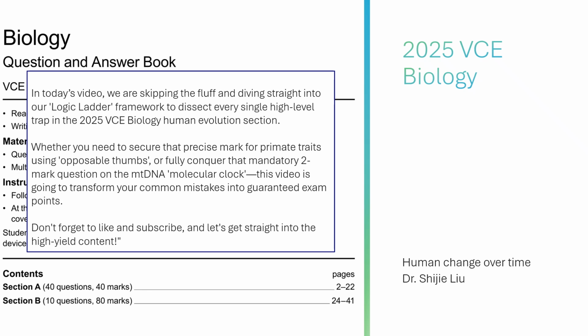In today's video, we are skipping the fluff and diving straight into our logic ladder framework to dissect every single high-level trap in the 2025 VCE Biology Human evolution section. Whether you need to secure that precise mark for primate traits using opposable thumbs, or fully conquer that mandatory 2-mark question on the mtDNA molecular clock, this video is going to transform your common mistakes into guaranteed exam points.